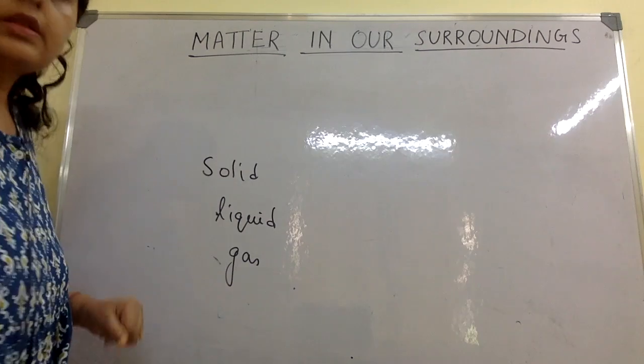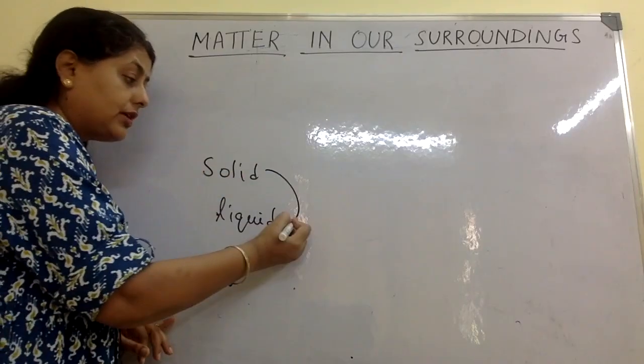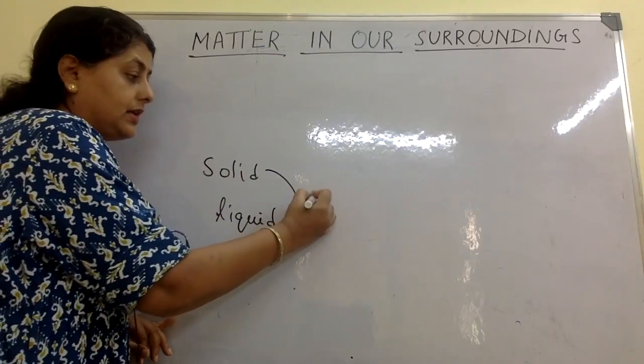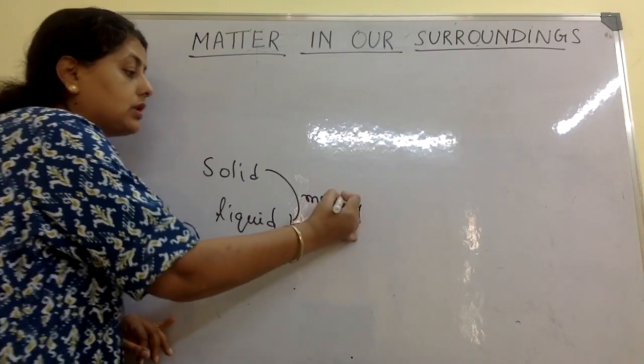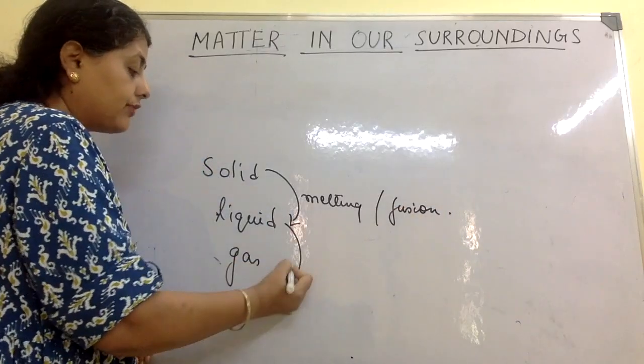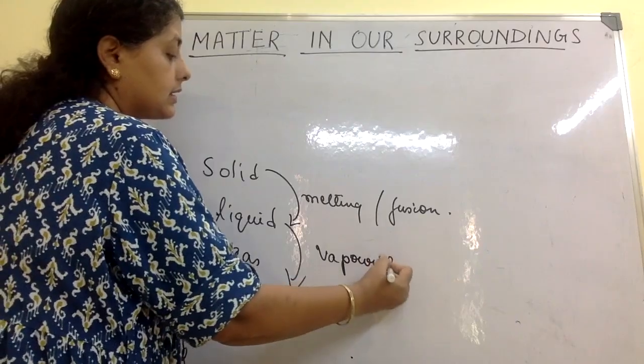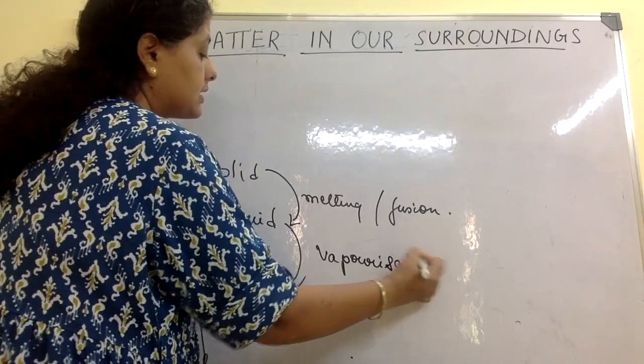Now let's come to the change of state. Solid to liquid is melting, you know it, also called fusion. This you have learned in your earlier classes. Now liquid to gas is vaporization.